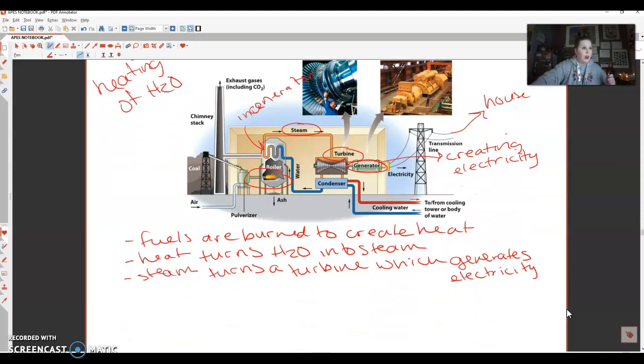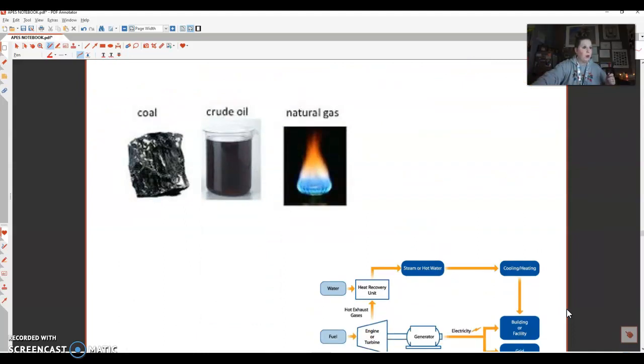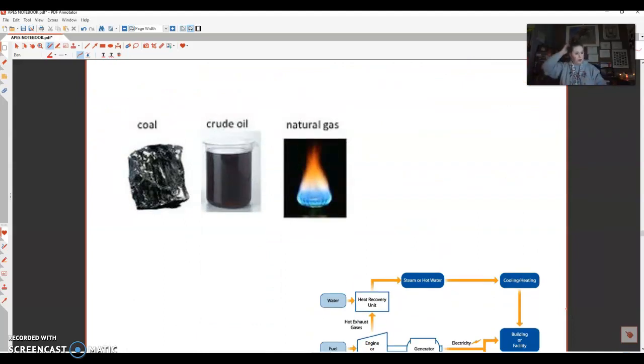Okay, all right, so we know that there are 3 types of fossil fuels. We have coal, crude oil, and natural gas. We are going to discuss each one of these in detail. So 3 types of fossil fuels.